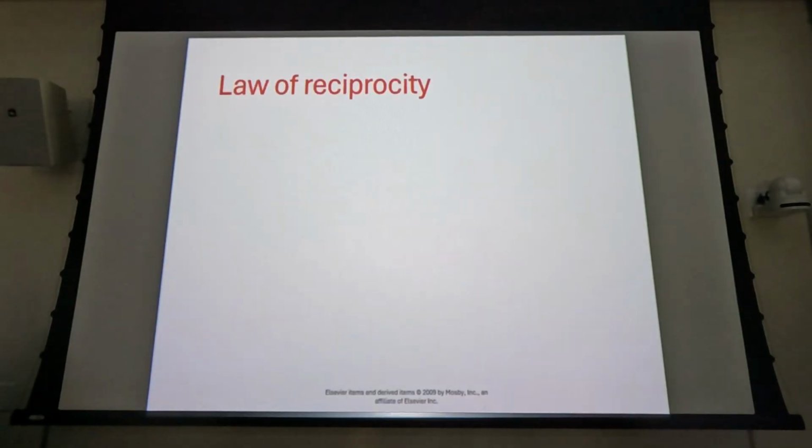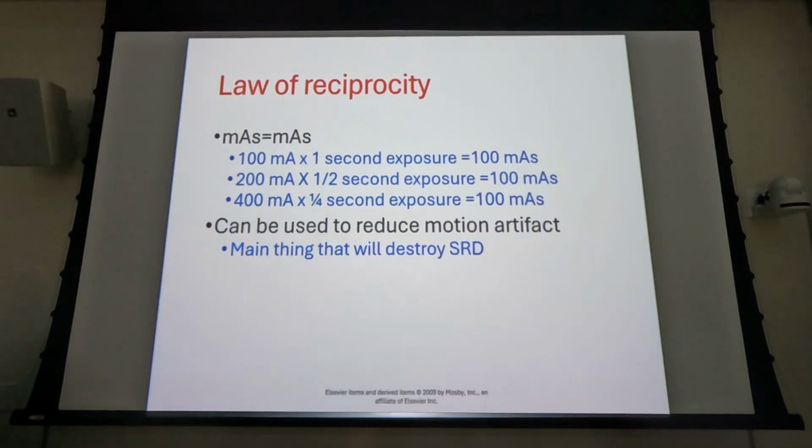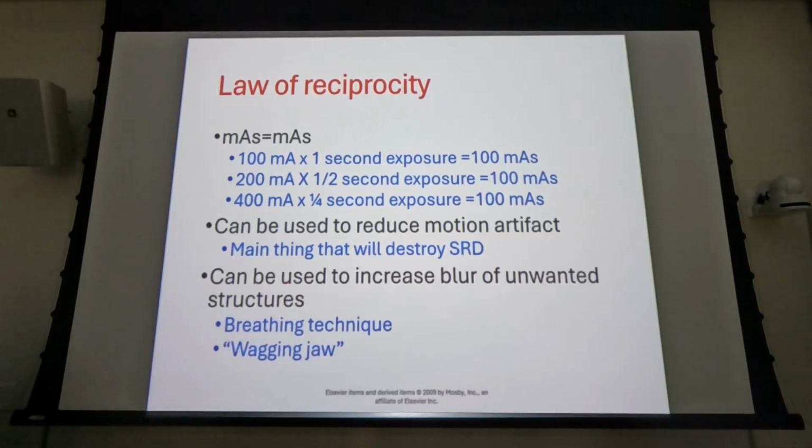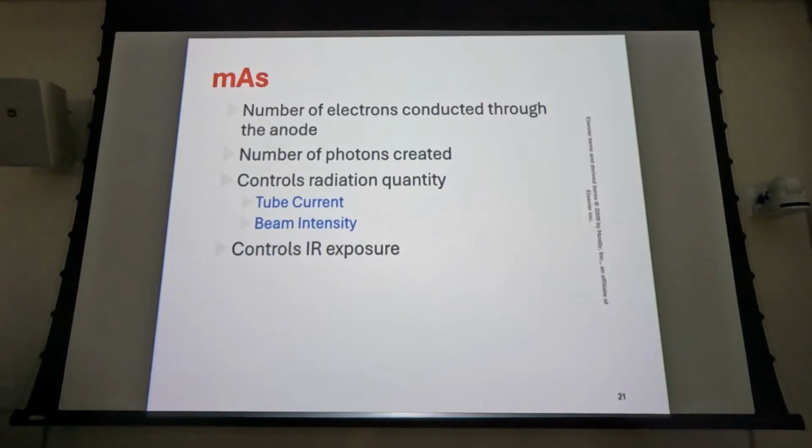So then we talk about reciprocity, what it means. Law of reciprocity just means mass equals mass. It's give and take. One thing goes up by a specific magnitude, the other thing goes down by the same magnitude, and you arrive at the same result. So 100 mass equals 100 mass, and it doesn't matter what MA station and time you use in order to get to 100 mass. It should really give us the same thing.